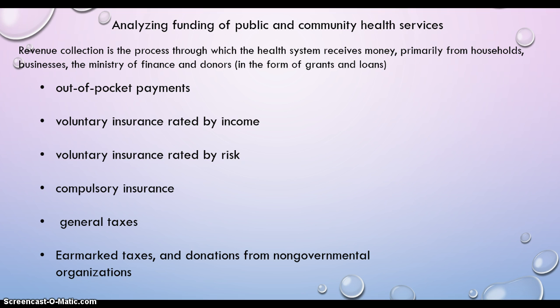In analyzing funding of public and community health service, revenue collection is the process through which the health system receives money, primarily from households, businesses, and ministries of finance and donors in the form of grants and loans. Out-of-pocket payments, voluntary insurance rated by income, voluntary insurance rated by risk, compulsory insurance, general taxes, earmarked taxes, and donations from non-governmental organizations are all in consideration.